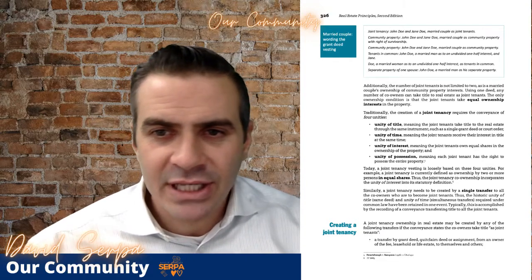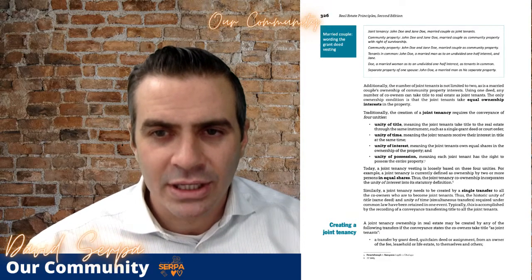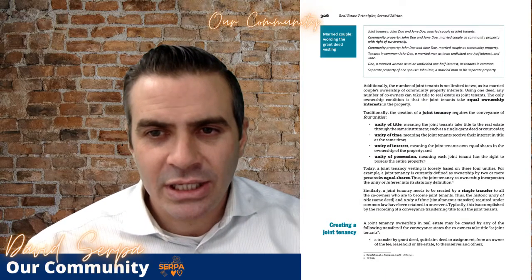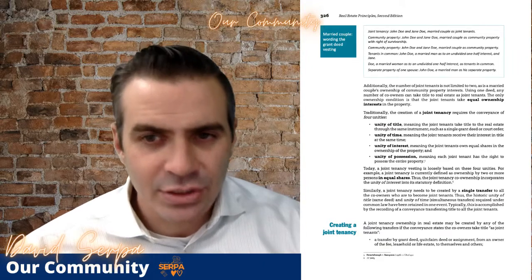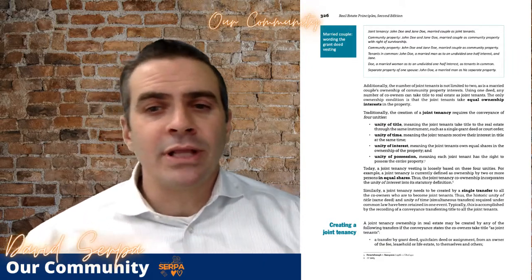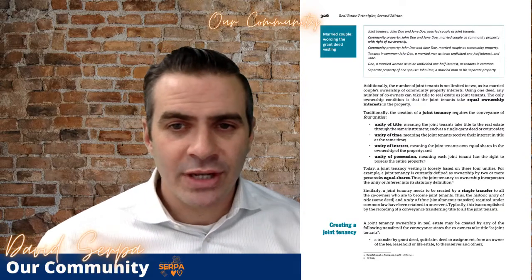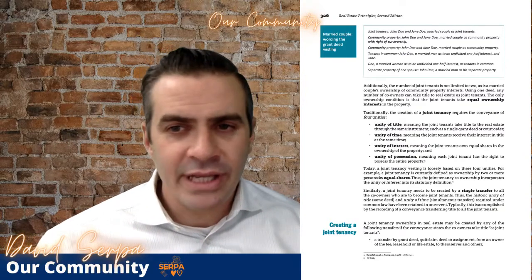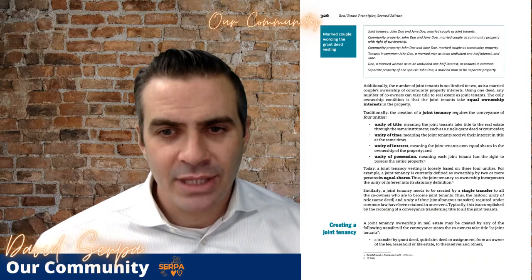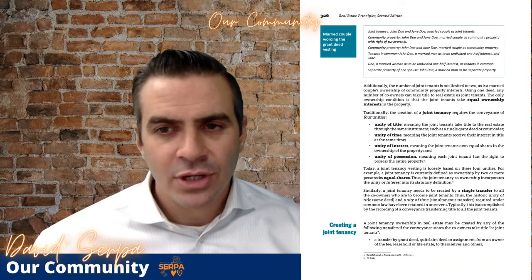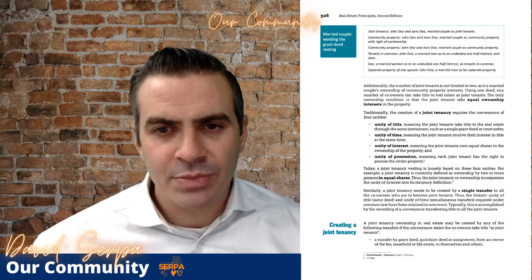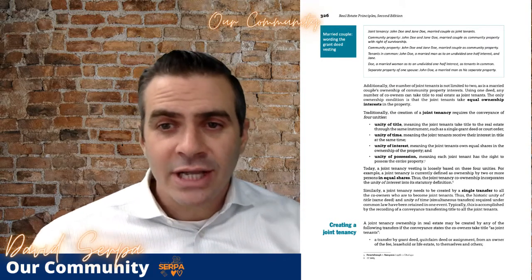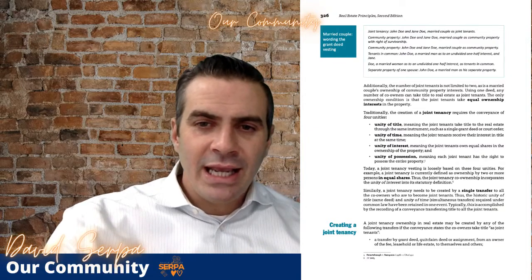Today, a joint tenancy vesting is loosely based on these four unities. For example, a joint tenancy is currently defined as ownership by two or more persons in equal shares. Thus, the joint tenancy co-ownership incorporates the unity of interest into its statutory definition. Similarly, a joint tenancy needs to be created by a single transfer to all of the co-owners who are to become joint tenants. Thus, the historic unity of title, same deed, and unity of time, simultaneous transfers, required under common law have been retained in one event. Typically, this is accomplished by recording a conveyance transferring title to all joint tenants, creating a joint tenancy.